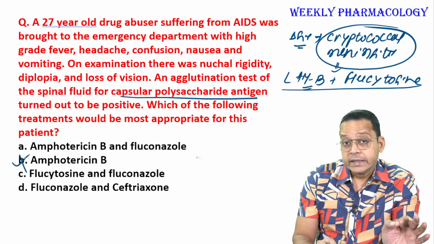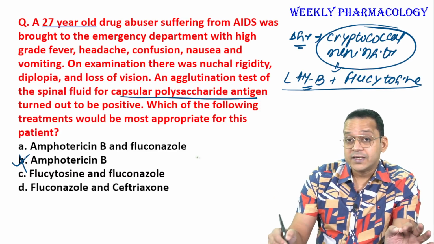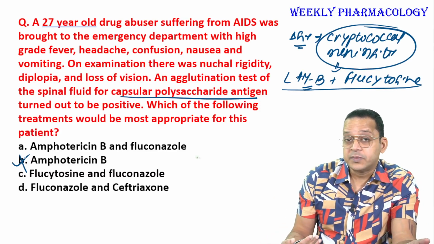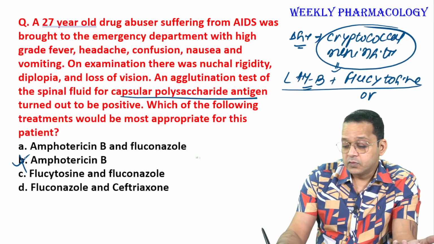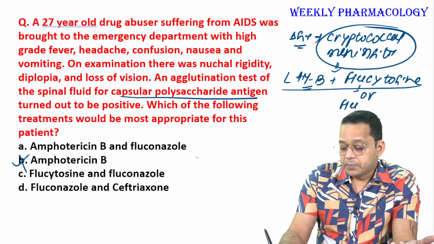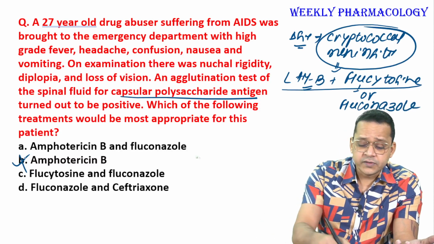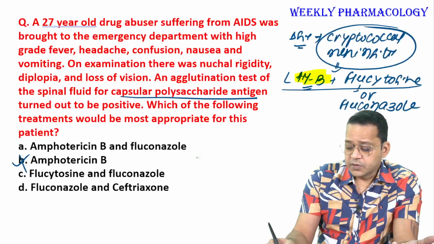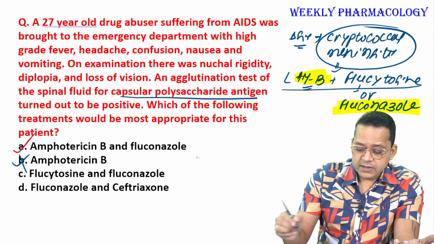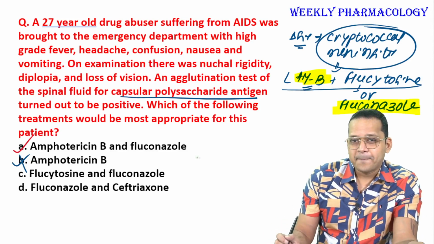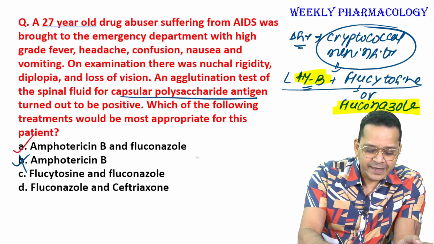But if flucytosine I don't have in my hospital or in the area where I work, it is not there. In place of flucytosine, I can replace it with fluconazole. So because of that, in this MCQ, my answer becomes amphotericin B plus fluconazole. Option A, I've given you option A as the right answer here.